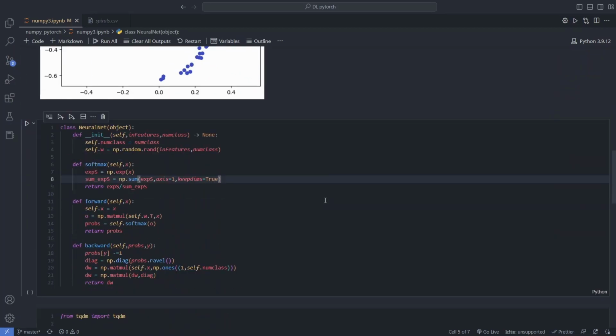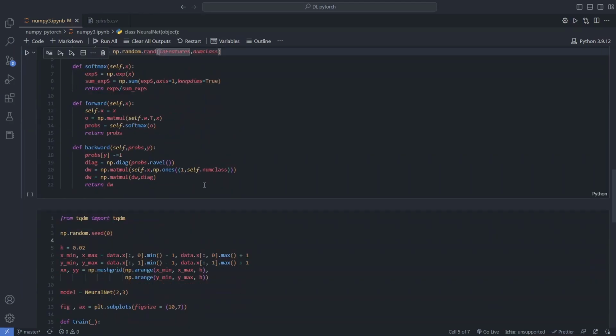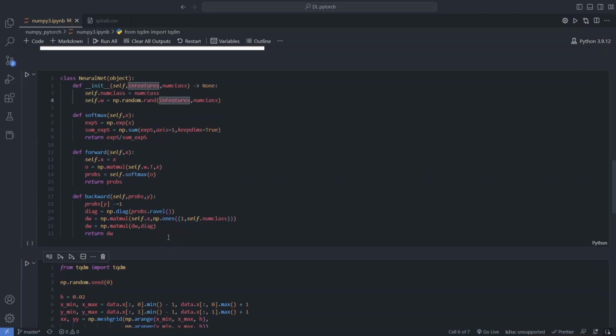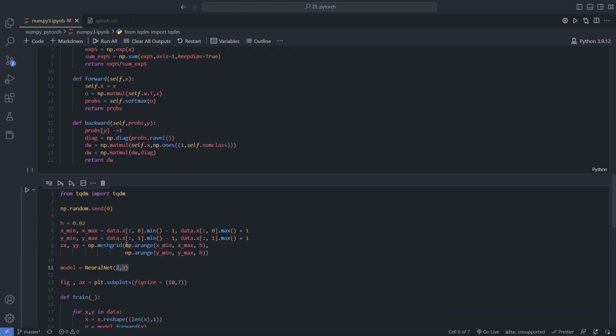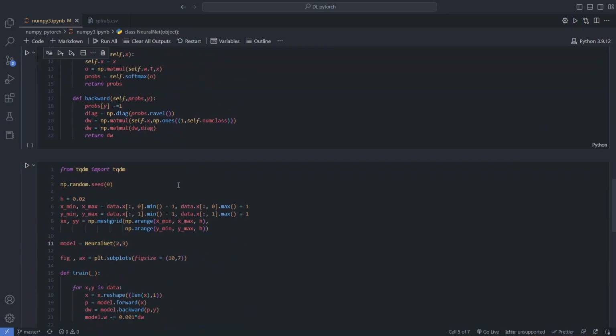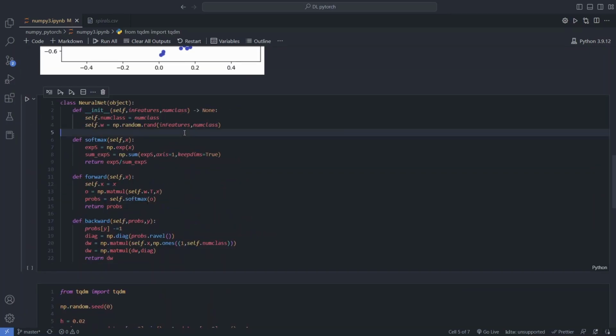Now here comes the main part. This is my neural network definition. So I have given in features and num class, right? Num class I have stored into self.num class. This is my random weights of shape in features by num class. Here in features is 2, my input feature is 2 definitely, and num class is 3 because there are 3 classes, right? So this is a matrix of 2 by 3, right?